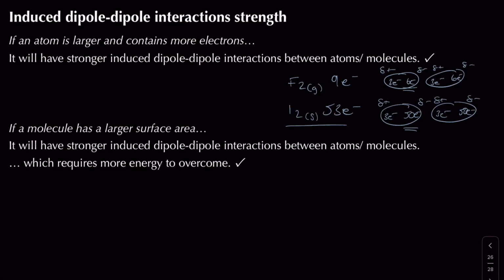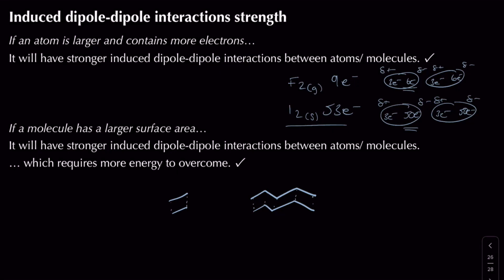So yeah, what do we need to say in the exam? Well, if we have a larger atom, we have more electrons, stronger induced dipole-dipole interactions between the molecules, and that requires more energy to overcome. Now, the same thing happens if you've got a larger surface area, if you've got a larger molecule where you've got, let's say, something like pentane, and you were to compare pentane to something like ethane, you know, of course, pentane is going to have lots of interactions between the surfaces of it and another molecule compared to ethane, which is going to have very few interactions.